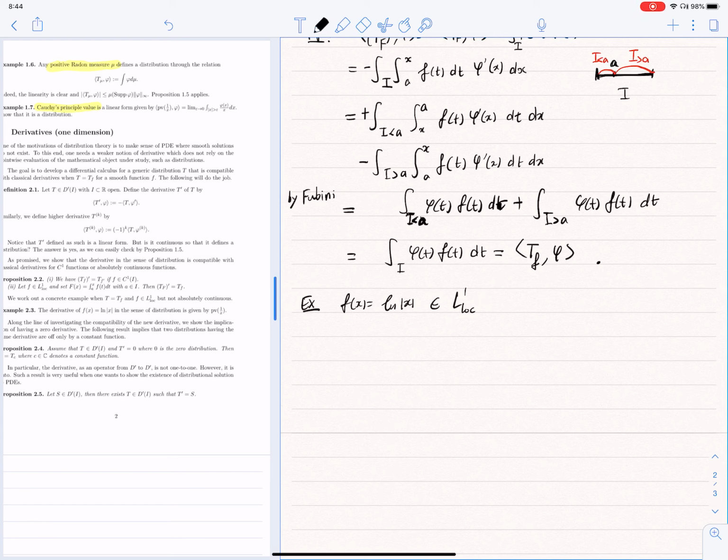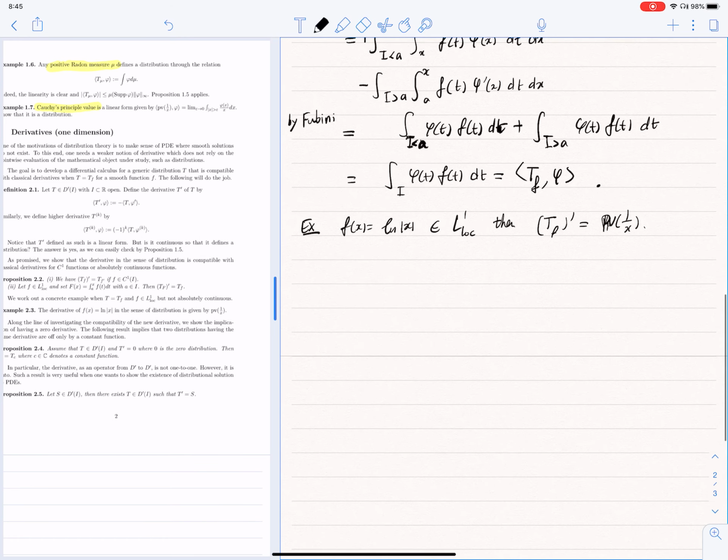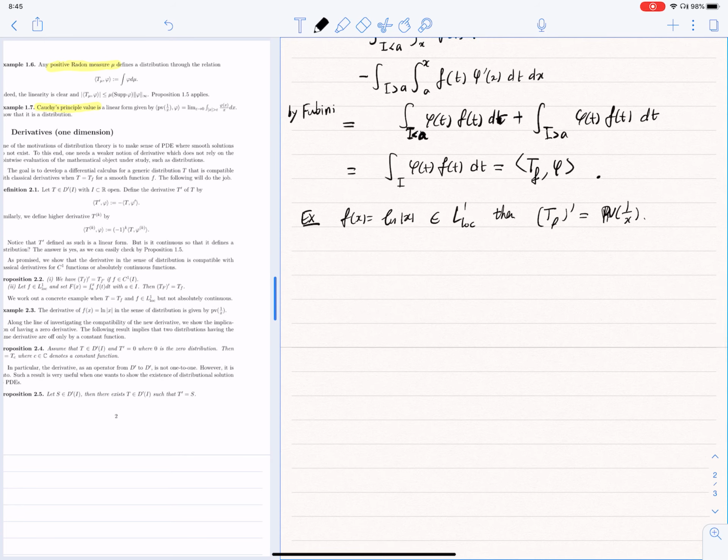Then TF prime is given by the principal value of Cauchy. Okay, so this is very good. How are we going to do that? Let's still compute its evaluation on a test function.